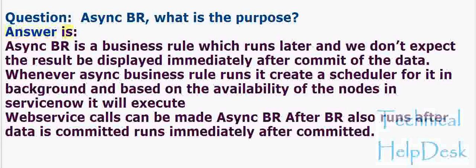Question: async BR, what is the purpose? Answer is: async BR is a business rule which runs later and we don't expect the result to be displayed immediately after commit of the data. Whenever an async business rule runs, it creates a scheduler for it in the background, and based on the availability of the nodes in ServiceNow it will execute. Web service calls can be made in async BR. After BR also runs after data is committed, immediately after it is committed.